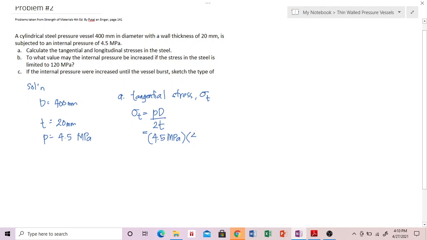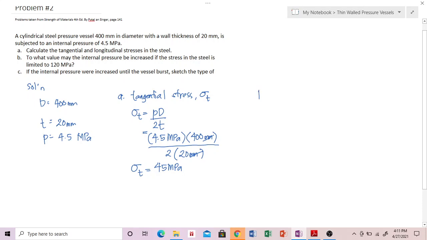Then, the diameter is 400 millimeters, all over twice of its thickness. What is the thickness? That is 20 millimeter. Okay, cancel out lang yung mm sa baba. So the tangential stress is equivalent to 4.5 multiplied by 400 divided by 2 times 20. That is equivalent to 45 megapascal. So this is our tangential stress.